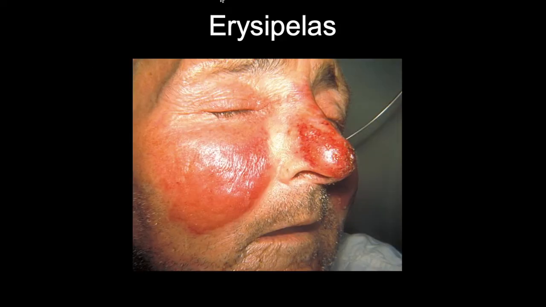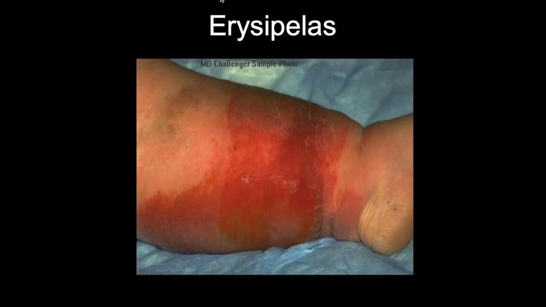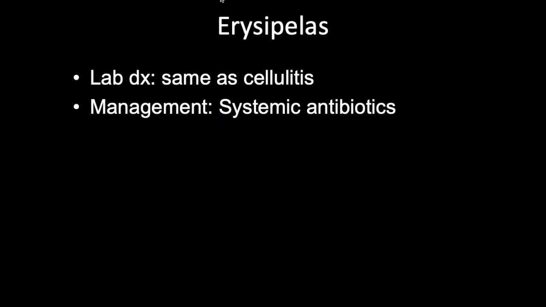Here are some photos of erysipelas. Note the well-delineated raised borders. Diagnostics are the same as those for cellulitis. You can do blood culture and sensitivity also. A close differential for erysipelas is cellulitis. Treatment is usually systemic antibiotics.